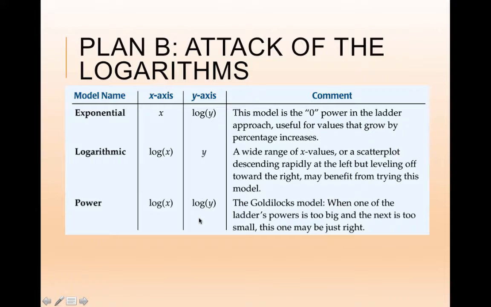And then when pretty much nothing else works, try the log of both. They call this the Goldilocks model because it means that you tried something on the ladder and it was too big, so you went to the next one and that was too small, so this one may just be right. But sometimes, if all else fails, try the log of both.